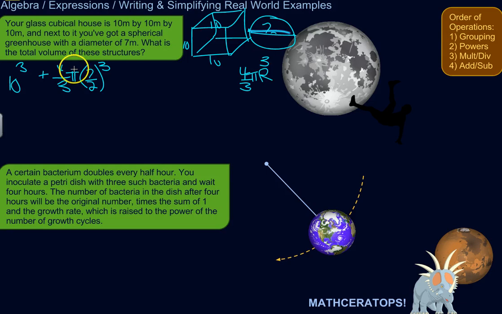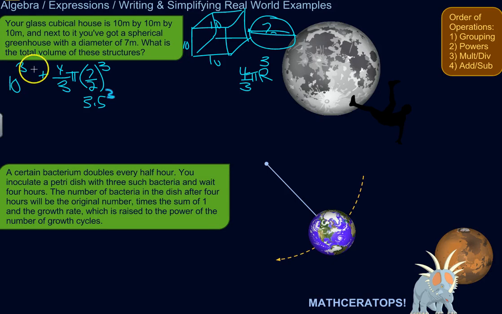So 7 divided by 2, we could say is 3.5. Okay, let me take off the grouping. So we're done. This is 3.5 cubed. So we've got 10 cubed plus 4/3 pi times 3.5 cubed. All right, next up is powers. Do we have any powers? Yes, right here and right here. So let's do those first.